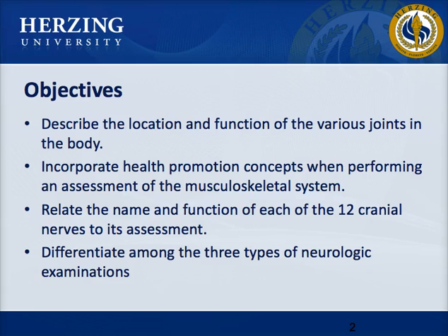The objectives for this week are to describe the location and function of the various joints in the body, incorporate health promotion concepts when performing an assessment of the musculoskeletal system, relate the name and function of each of the 12 cranial nerves to its assessment, and differentiate among the 3 types of neurological examinations.